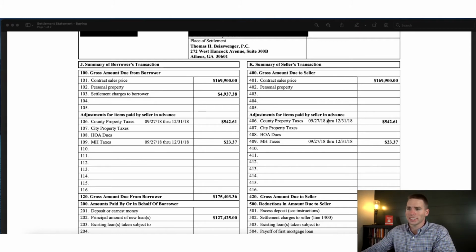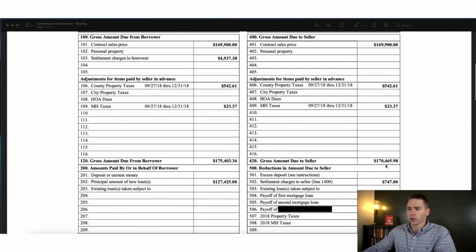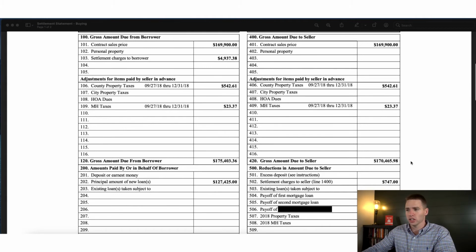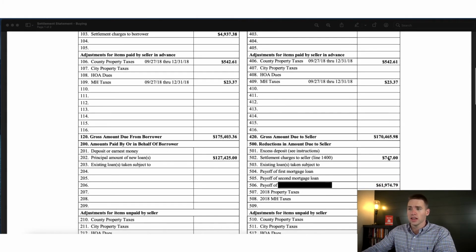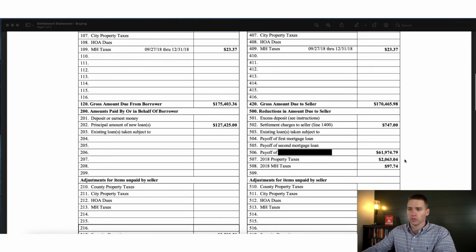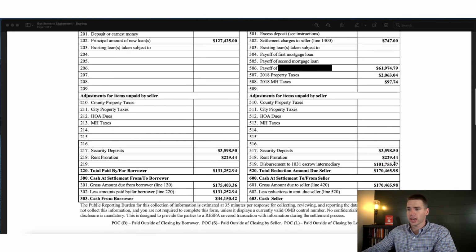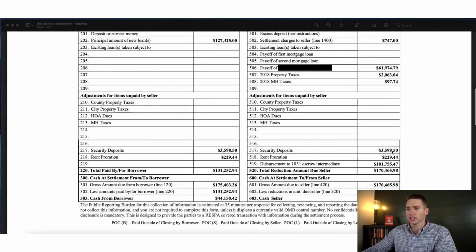They sold it for $169. They got some extra money coming in from me for the property tax proration, which they've already paid. So the total amount that I needed to pay them was $170,465. Plus they had some charges, $747. They had a loan here of $61,974 that they needed to pay off. They had some other property taxes that they needed to pay, and they had some security deposits and rent prorations.